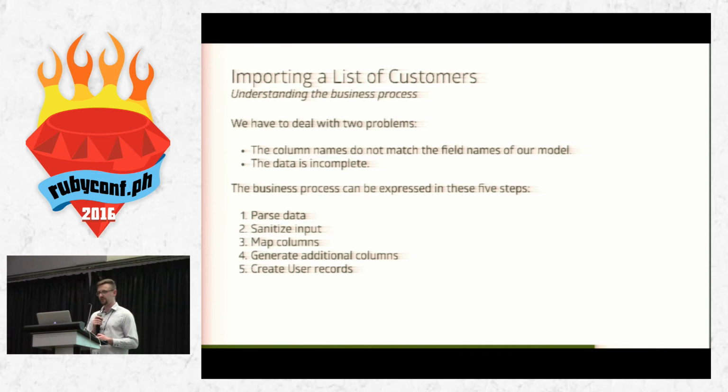So when you think about what it means to import data, we really can break it down into 5 steps. We first need to parse the data, maybe sanitize input depending on where the data comes from, map the columns from the fields in the input data to the fields in our record objects, maybe generate additional data because the initial CSV didn't contain a password, and then finally create the user records in our database.